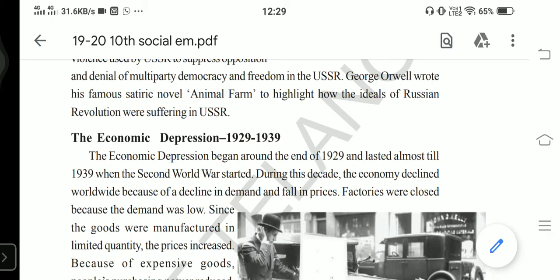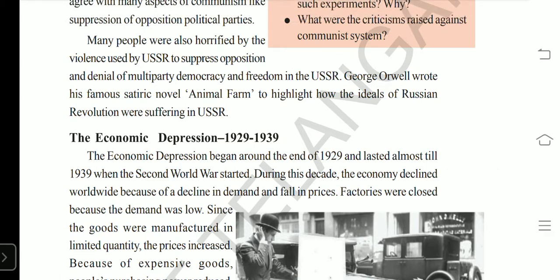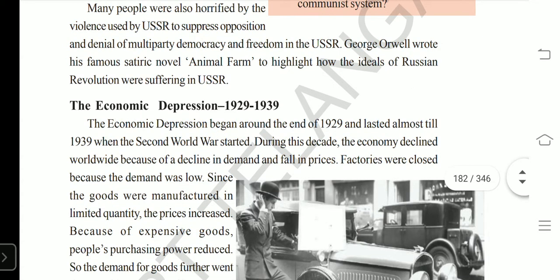One more important event occurred during this period, that is the economic depression. The economic depression started in 1929 and ended in 1939. At the end of 1929, a great worldwide economic crisis began, and that is called the economic depression. It continued till the beginning of the Second World War.